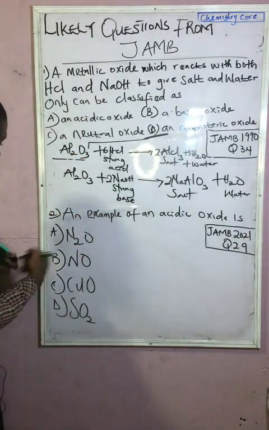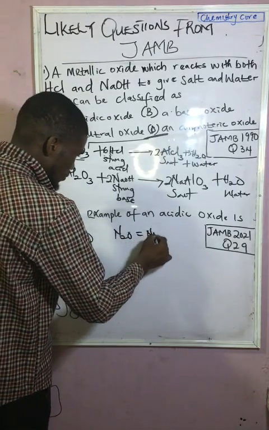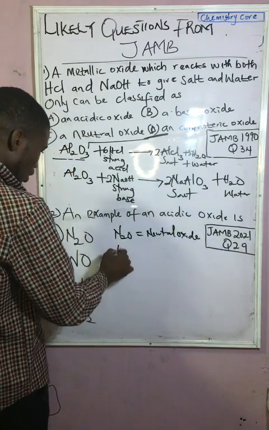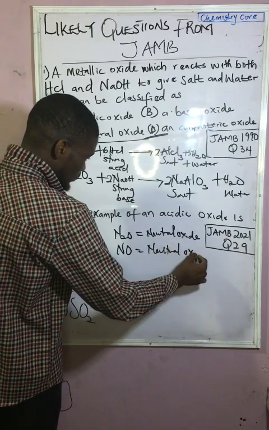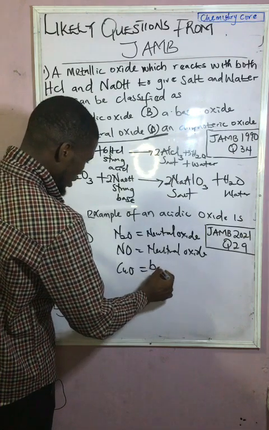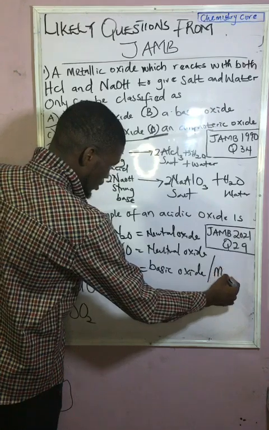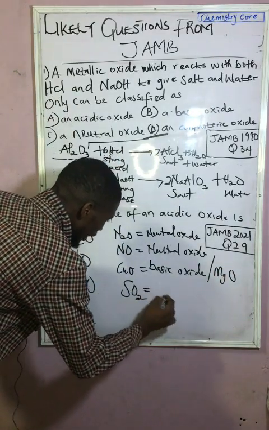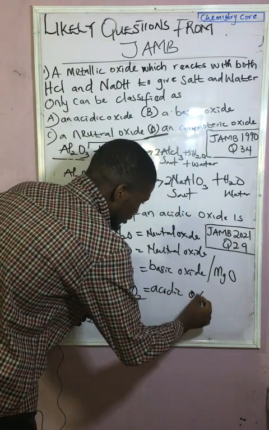So now guys, let's see. According to the video I dropped yesterday, nitrous oxide is a what? Neutral oxide. Nitric oxide is what? Neutral oxide. And this one is a good example of basic oxide, the family of what? Magnesium oxide. Are you with me now? SO2, sulfates, family of what? Acidic oxide.